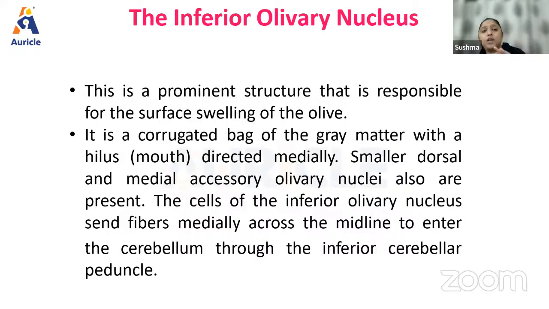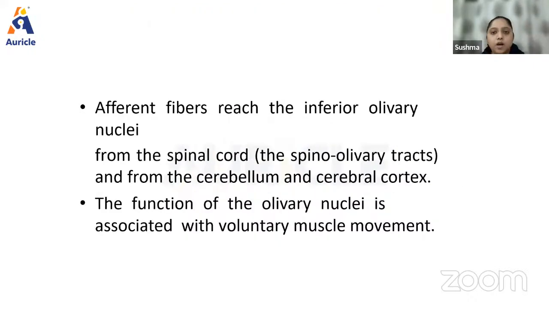As I told you, ION is like a hub of many motor things that take place. Now, afferent fibers reach the ION through spinal cord, cerebellum, as well as the cerebral cortex. Function is mainly associated with voluntary muscle movement and many motor things only.